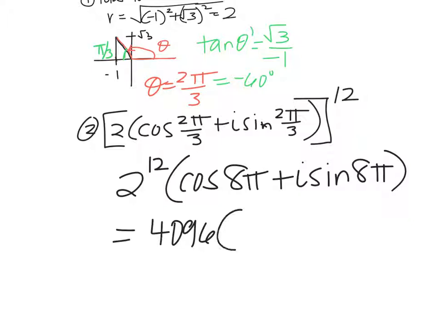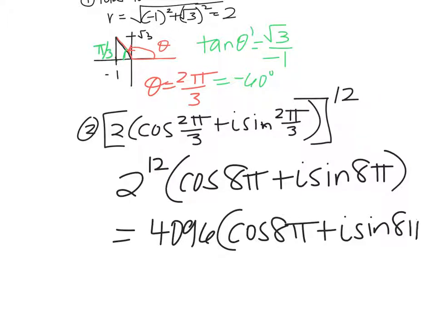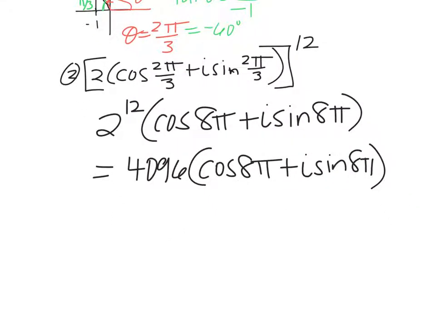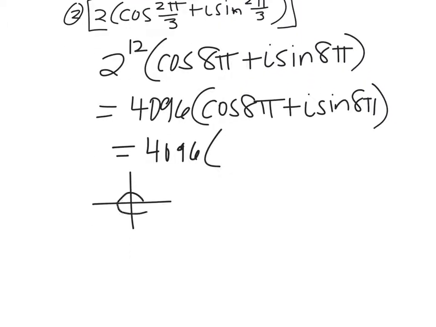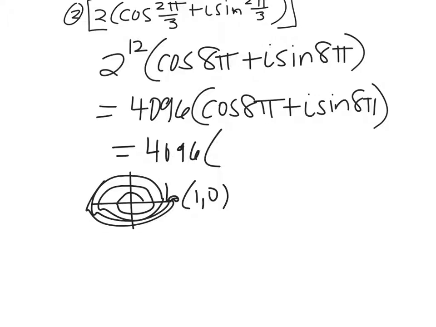Okay? If they wanted you to leave this in its polar form, you would just leave it in polar form. But they're not going to want you to leave it in polar form. They're going to want you to keep going one more step. They want it back into a plus bi form. So here we go. We have 4,096. And do you know what the cosine of 8 pi is? Well, how many is 8 pi? 8 pi is 1, 2, 3, 4, 5, 6, 7, 8. It's right here. And that is the point 1, 0. So what's the cosine of 8 pi? 1. And what's the sine of 8 pi? 0. And so your answer is simply 4,096.